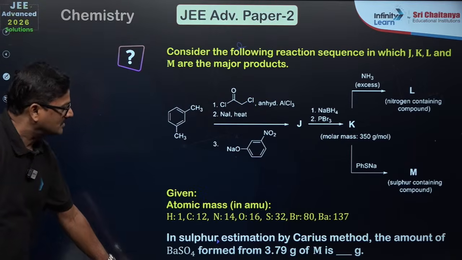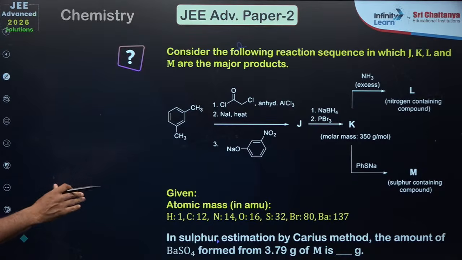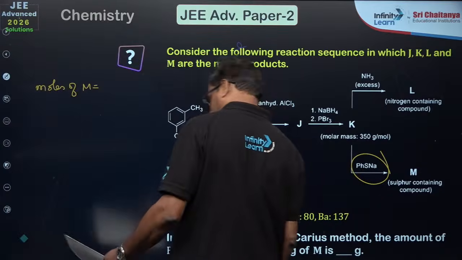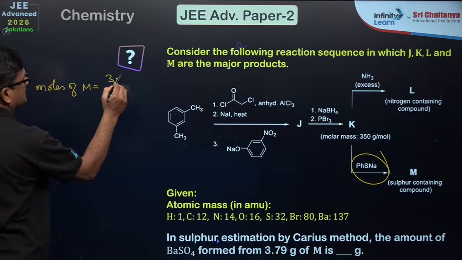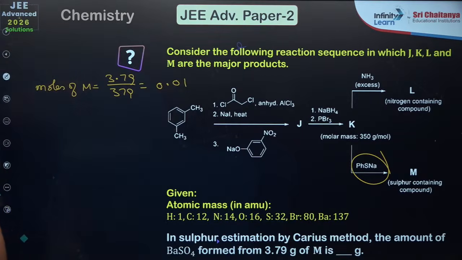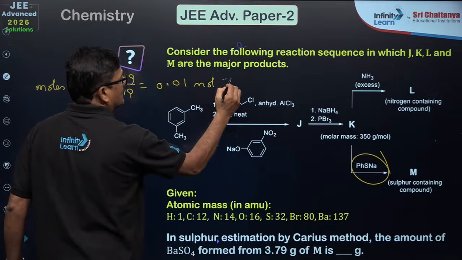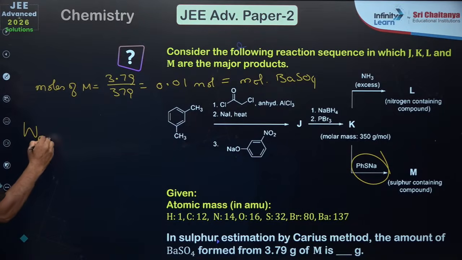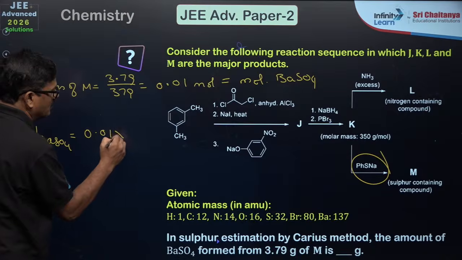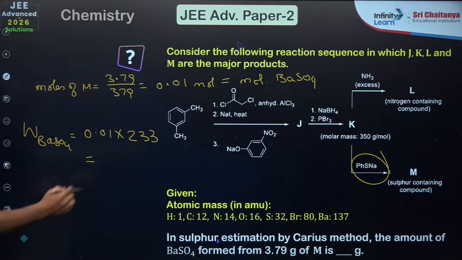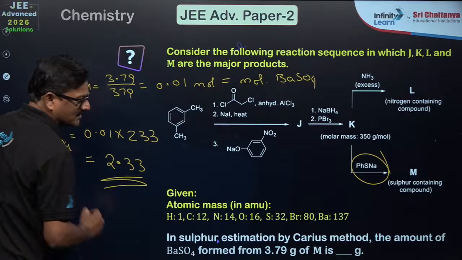The next half of the question is given in the sulfur estimation by Carius method, the amount of barium sulfate formed. So I mean to say moles of M, that is a sulfur containing compound, right? It is going to be 3.79 upon 379, the molecular mass, which is 0.01. That is equal to moles of barium sulfate. So weight of barium sulfate is going to be 0.01 into its molecular mass 233. So you are going to get 2.33 as the answer for this question.